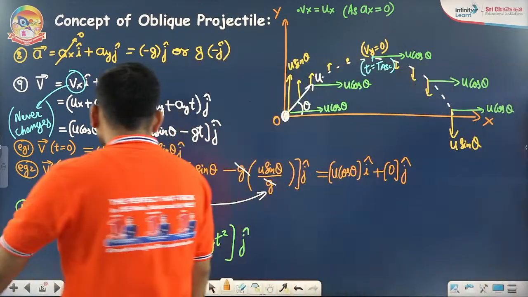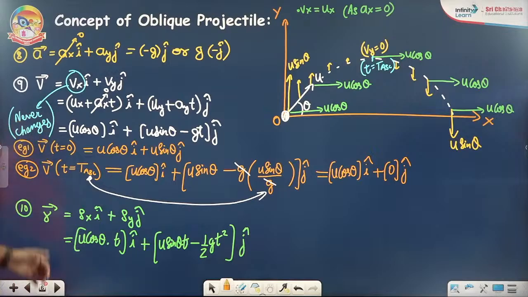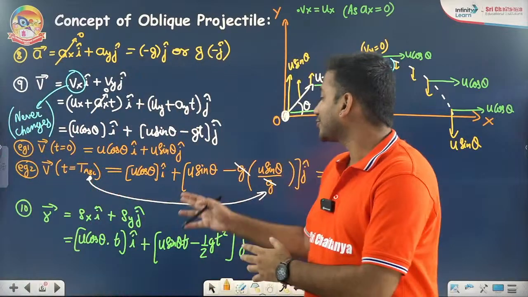All right. Now, similarly, the 10th part which we have discussed is the position vector.